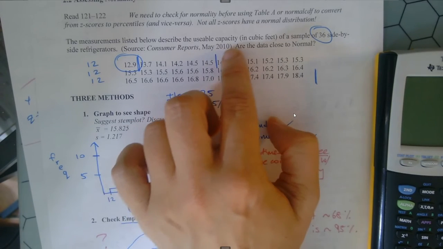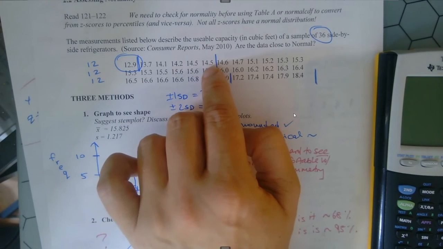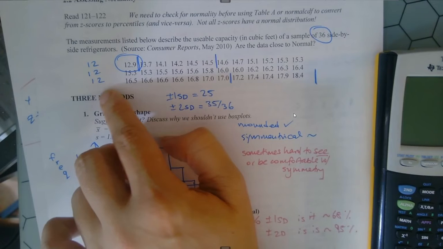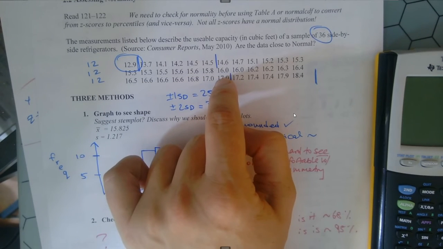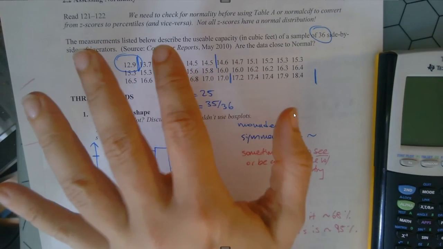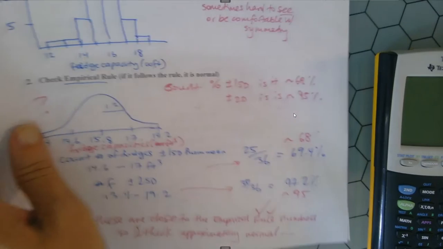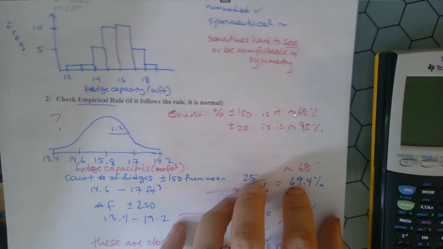Now heads up, these rows were 12 long. So that's one row to here, that's another row to here, so that's 24. And then I have one more, so that's 25. If you're not sure, just double count them. But I think I have 25 out of 36 fridges that are within one standard deviation of the mean. If I divide 25 by the 36 fridges, that gives me 69.4.